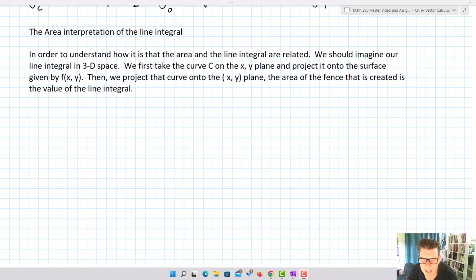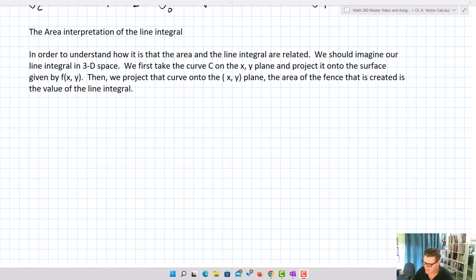So we first take the curve C on the xy plane, and then we're going to project it onto the surface given by f of xy. So f of xy is something in 3D space, right? It's some curve or surface, or actually it's a surface, excuse me. And then we're going to take whatever we get on that surface, and we're going to basically project it down onto the xy plane. And that's going to give us something that looks kind of like a fence.